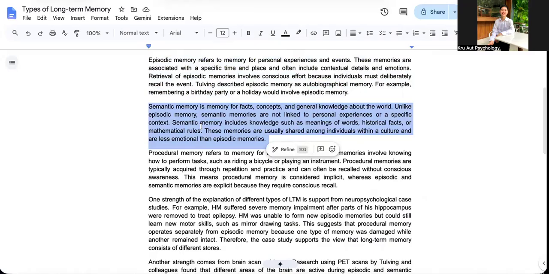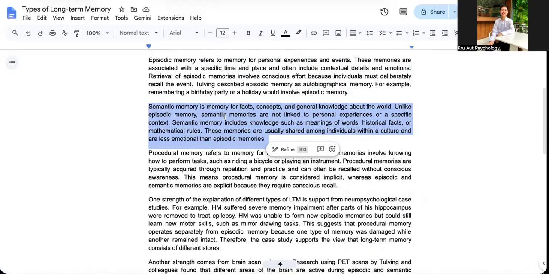Next, we're moving on to semantic memory. This is memory for facts, concepts, and general knowledge about the world. Unlike episodic memory, semantic memories are not linked to personal experiences or specific contexts. Semantic memory includes knowledge such as meanings of words, historical facts, or mathematical rules. I gave quite a few examples here because there are many we can talk about, but no need to explain them. This is just AO1.